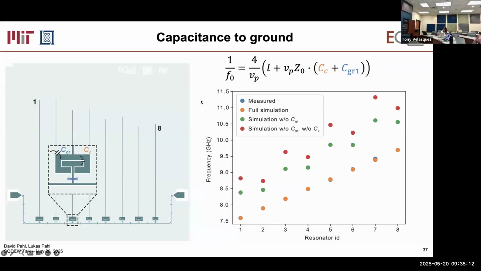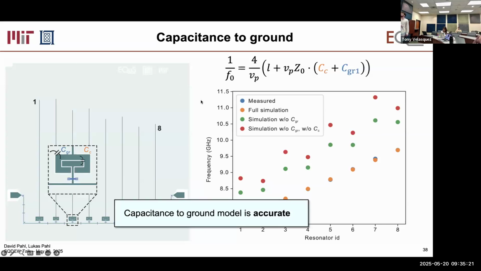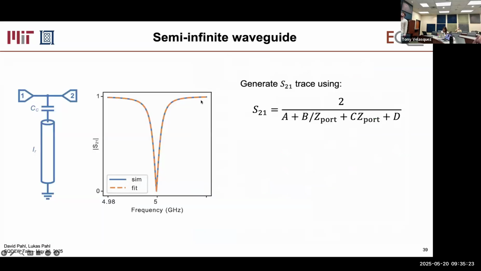Camera's looking away. I don't know why it's doing that. Maybe it'll come back. But I hope the screen is shared.